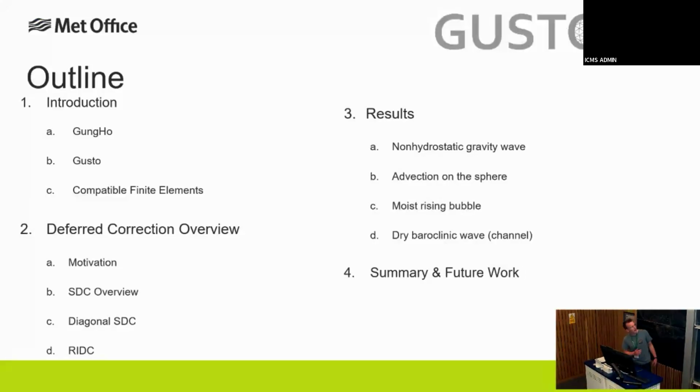Okay, so an outline of my talk. I'm going to start off giving you an introduction, showing sort of where I'm coming from. So I work at the Met Office. We are currently developing Gung Ho. This code is implemented in Gusto, and then I'm going to talk a little bit about compatible finite elements. I'm then going to probably skim through the deferred correction overview because you've seen it twice already. And then I'm going to go through some classic dynamical core cases and the results and give a summary.